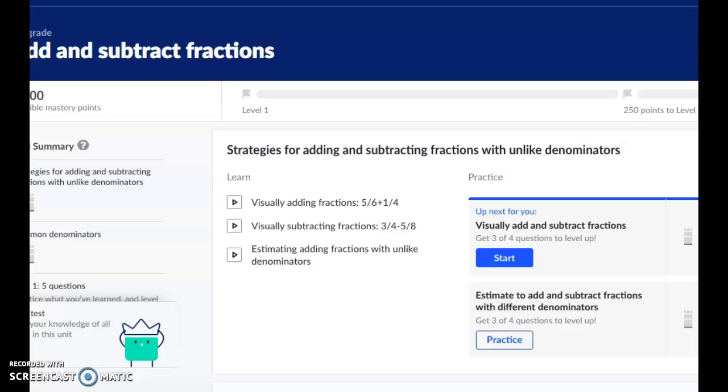Khan Academy, and we are on the section Add and Subtract Fractions. We're going to start with the first subtopic, Visually Add and Subtract Fractions.